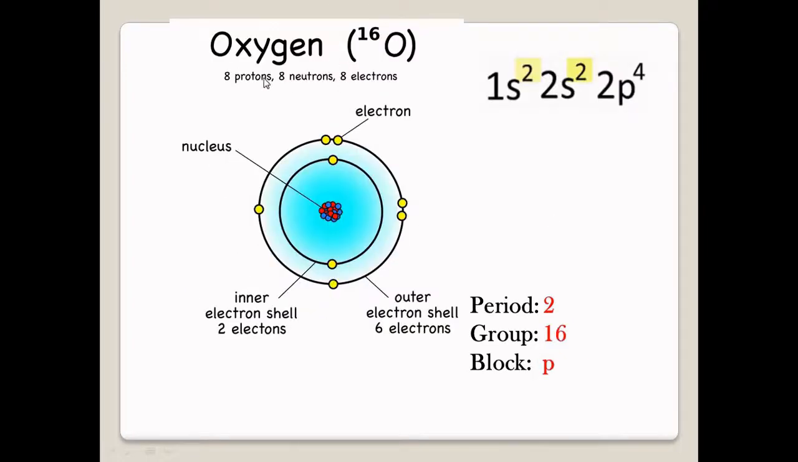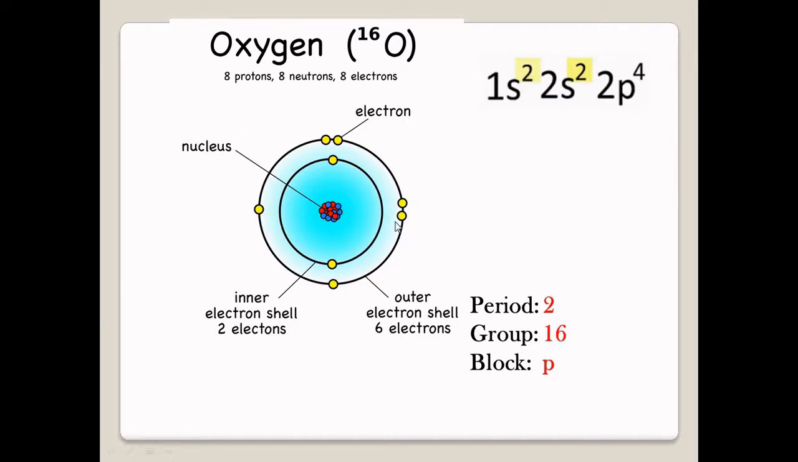Okay, so let's see another example, oxygen. It has 8 protons, 8 neutrons and 8 electrons. The electronic configuration of oxygen is 1s2 2s2 2p4, in which there are 2 electrons in the inner shell and 6 electrons in the outer shell. As we see here, inner electron shell 2 electrons, outer electron shell 6 electrons. This 2 indicates the period number, this p indicates the block, and this 2 plus 4 plus 10 indicates the group number, that is group 16. Are you getting this?